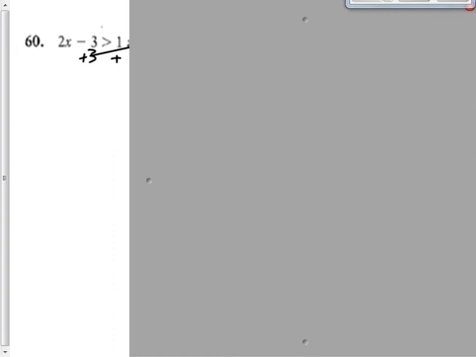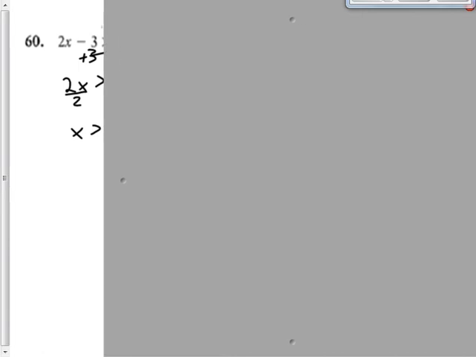Plus 3, add 3 to both sides. So I get 2x on this side, greater than 1 plus 3, which is 4. I'm dividing by a 2, and x is greater than 2. I don't need to do anything with the inequality to switch it, because I divided everything by positives.